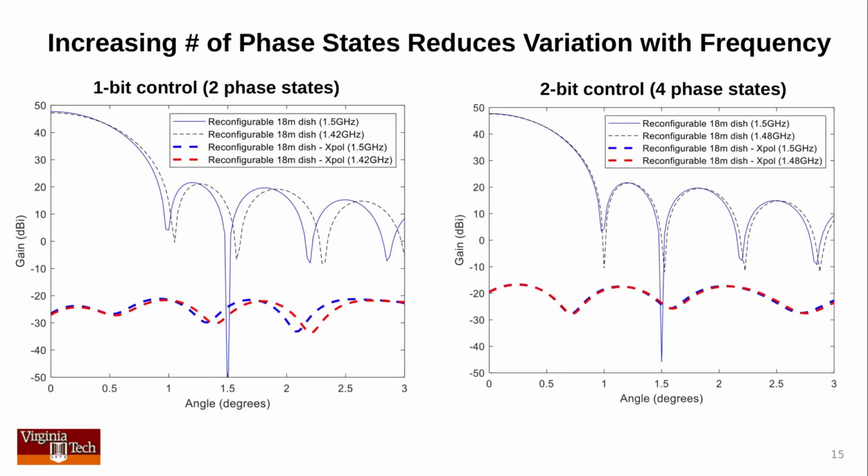One final result I'd like to show is how the overall pattern changes with frequency. On the left is a pattern optimized at 1.5 GHz and then plotted at 1.5 GHz and 1.42 GHz. You can see that there's some jostling about, which of course is totally expected. What is interesting is that if we increase the degree of element control from 1 bit to 2 bits, that is from 2 phase states to 4 phase states, then you get the result on the right. So with no additional optimization, you get much less frequency variation if you increase the degree of control, even if you make no attempt to optimize over frequency. So that's a potentially useful thing to know.